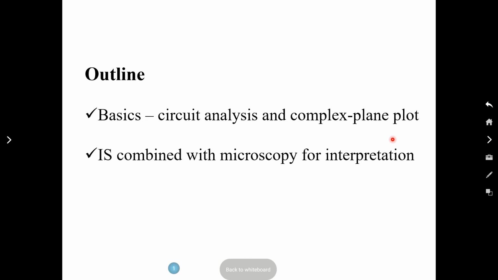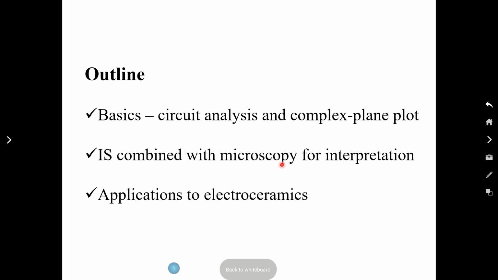Then I'll show you that just circuit analysis and coming to a conclusion is not a joke. Often you have to confirm what you are trying to propose or conclude. You have to combine it with microscopy so that you know for sure which circuit to pick, and how that relates to what is really happening.